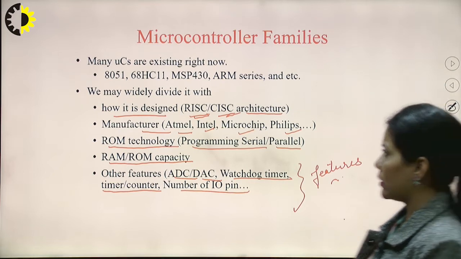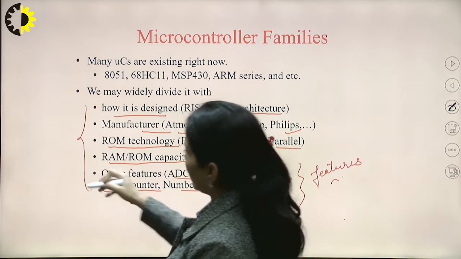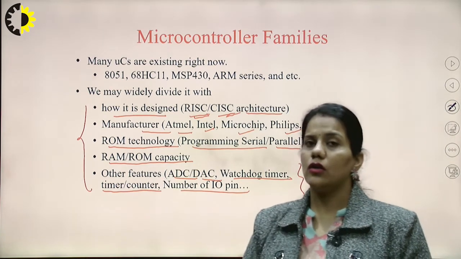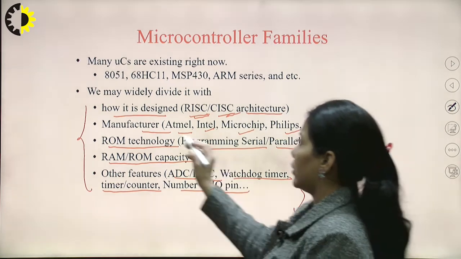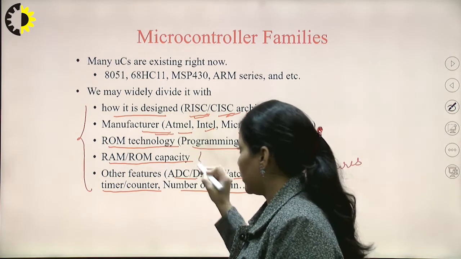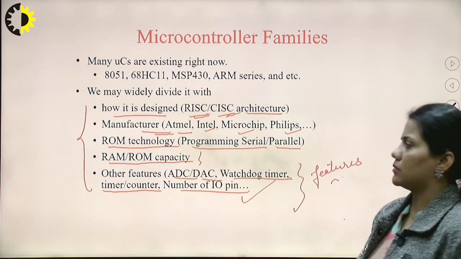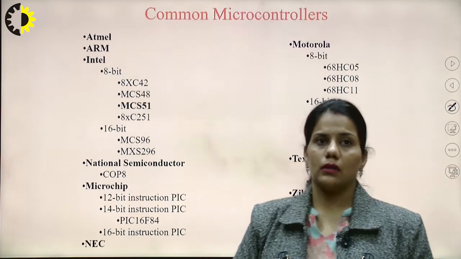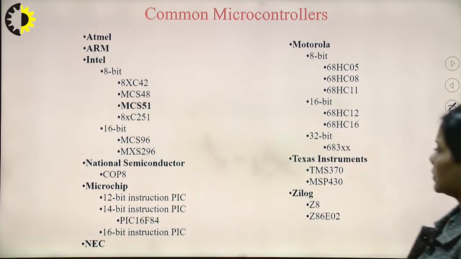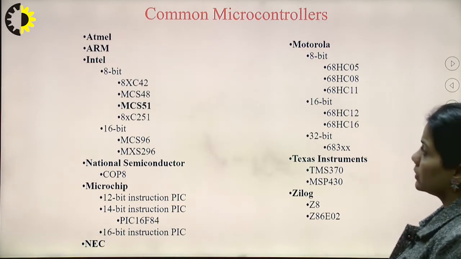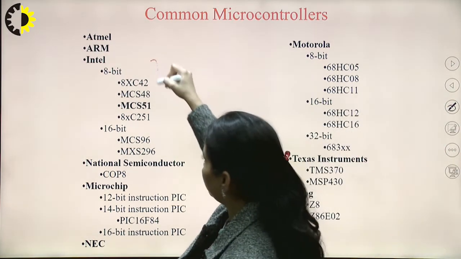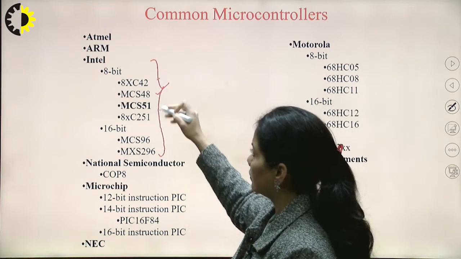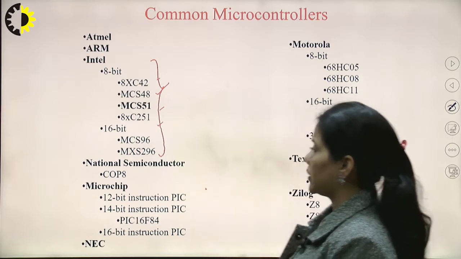So we can see that according to the design of the architecture, like RISC or CISC, according to the memory type like Harvard and von Neumann architectures, according to the manufacturer details, according to the ROM and RAM capacity, and other features of peripheral devices, we can categorize our microcontrollers. So this is the list of some common microcontrollers used. Under Intel, we are having 8-bit microcontrollers and again 16-bit microcontrollers.